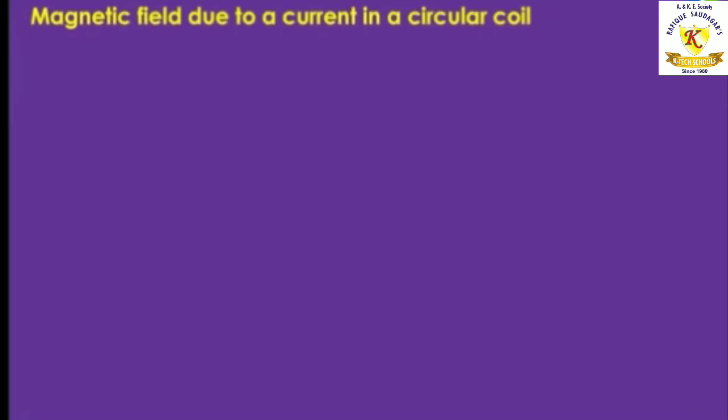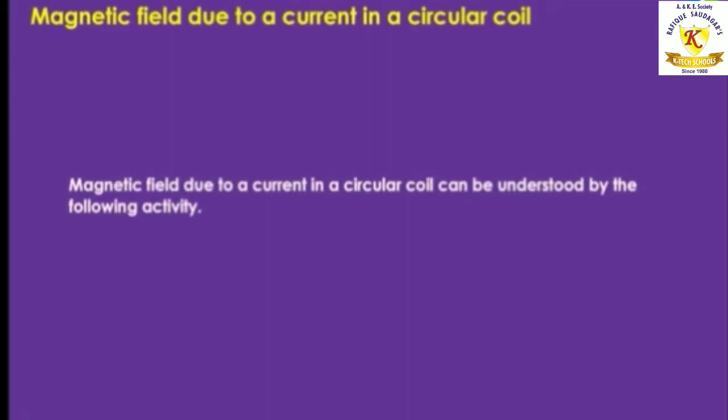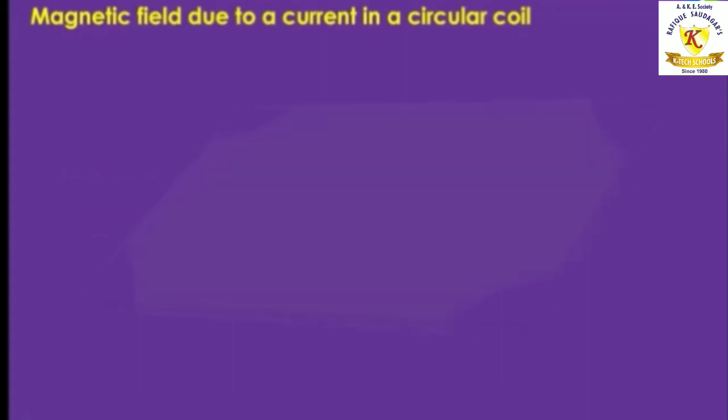Next we will study about magnetic field due to a current in a circular coil. Magnetic field due to a current in a circular coil can be understood by the following activity. Let's see what is the activity.